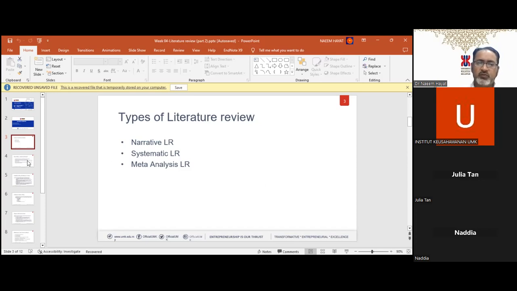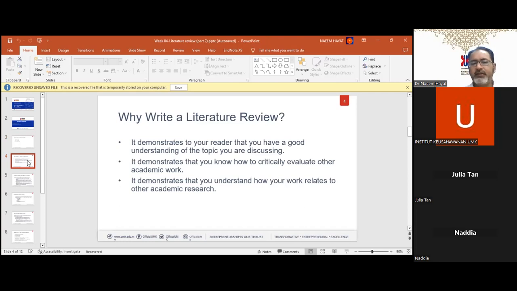So this session concentrates more on the narrative literature review. The obvious question that comes to us is, why write a literature review? We read, that's good enough, but why write? The writing demonstrates the writer's understanding of the literature, and as a writer we discuss the literature in a way that helps the reader build a critical understanding.